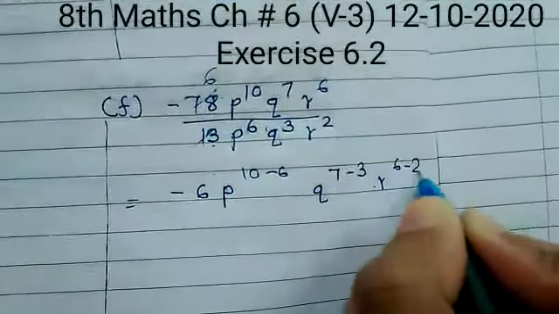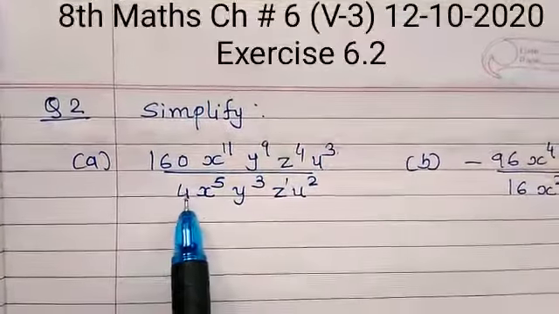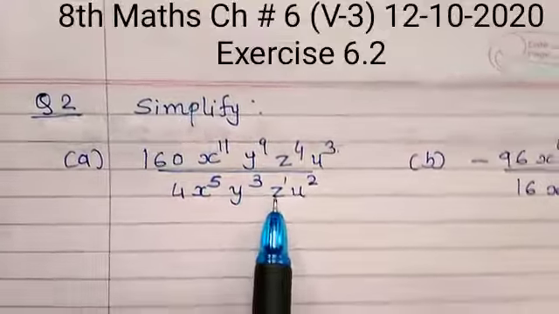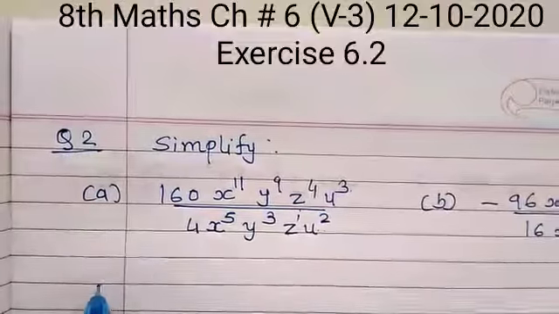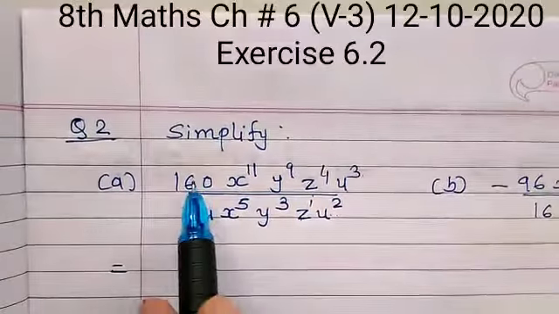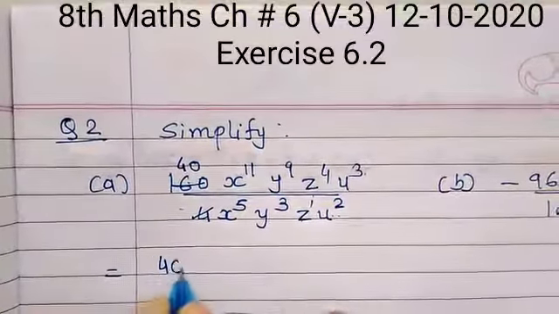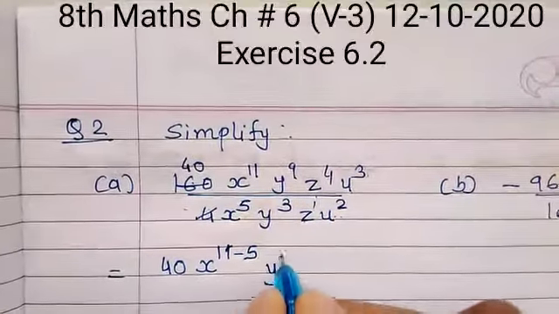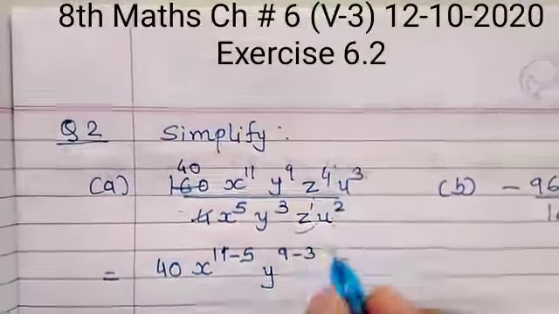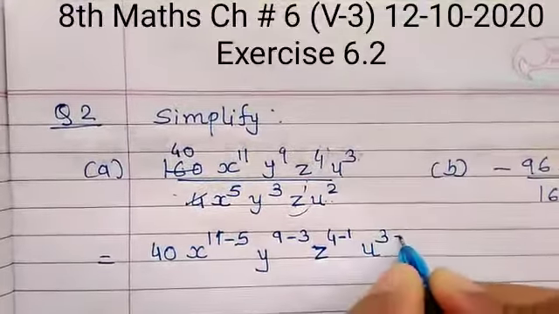Similarly, students, question 2 is given. Simplify 160 x raised to 11, y raised to 9, z raised to 4, u raised to 3, divided by 4 x raised to 5, y raised to 3, z raised to 1, and u raised to 2, right? So now we have to divide 160 by 4, so 4 fours are 16 and 0 will come, it becomes 40. Now x raised to 11 minus 5, y raised to 9 minus 3, z raised to 4 minus 1, and u raised to 3 minus 2.